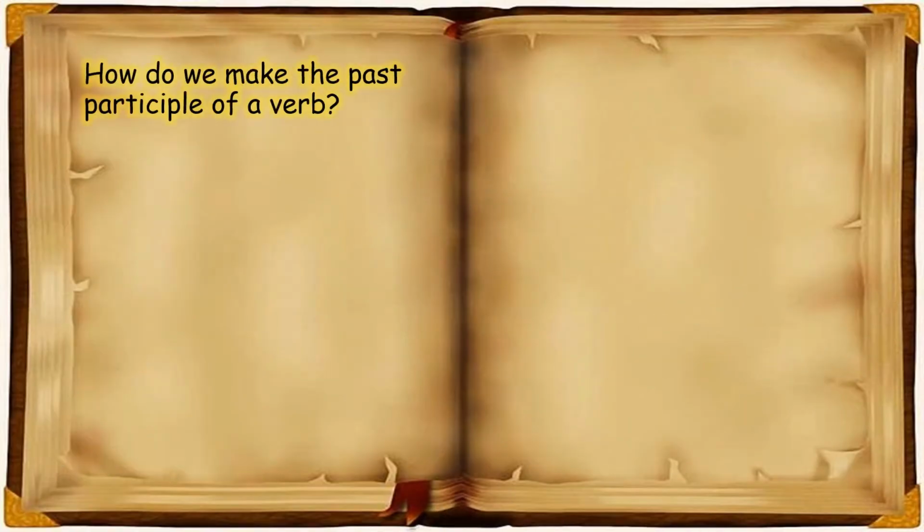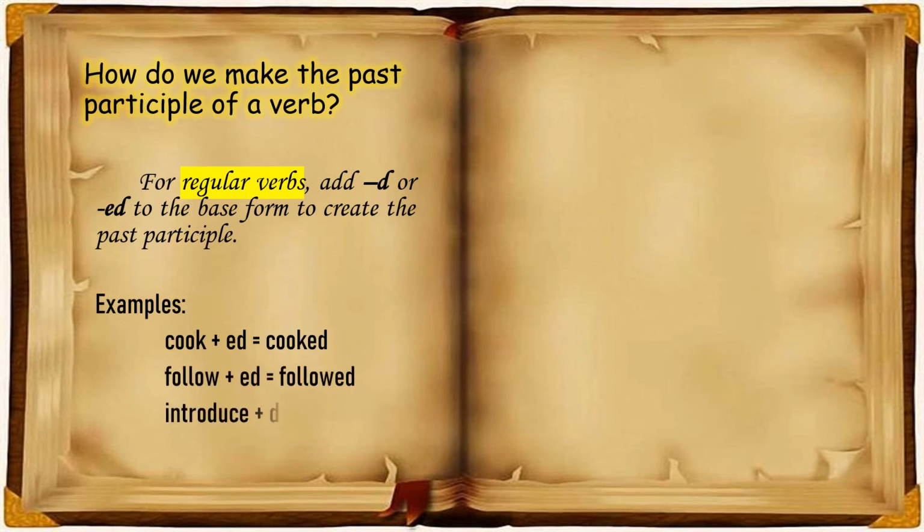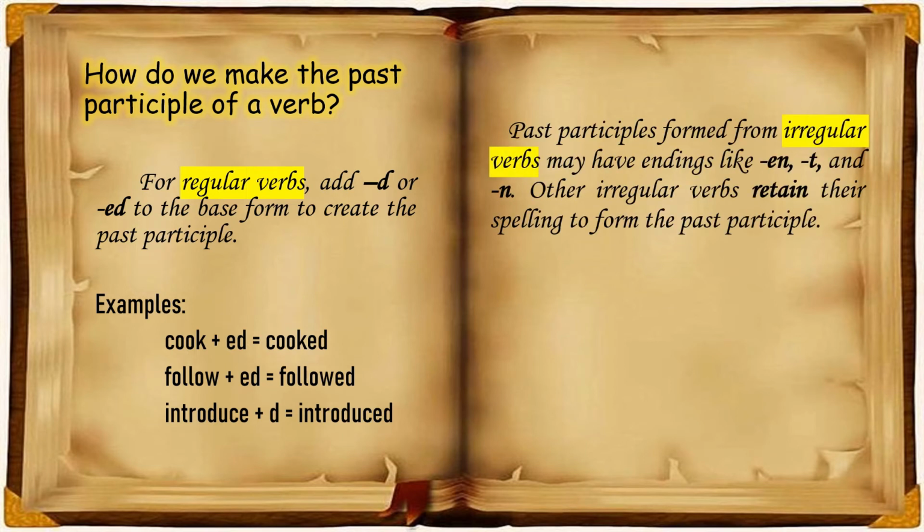The question is, how do we make the past participle of a verb? For regular verbs, add d or ed to the base form to create the past participle. For example, cook plus ed equals cooked, follow plus ed equals followed, and introduce plus d equals introduced. Past participles formed from irregular verbs may have endings like en, t, and n. Other irregular verbs retain their spelling to form the past participle.